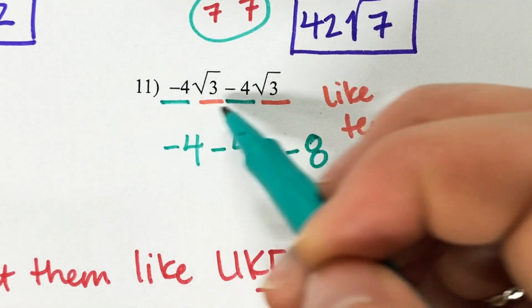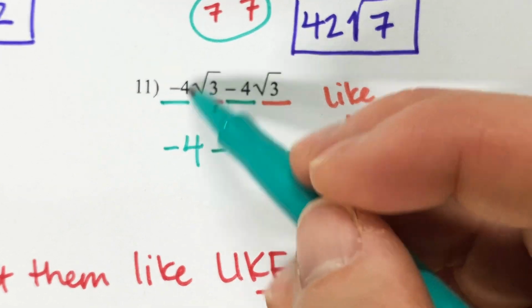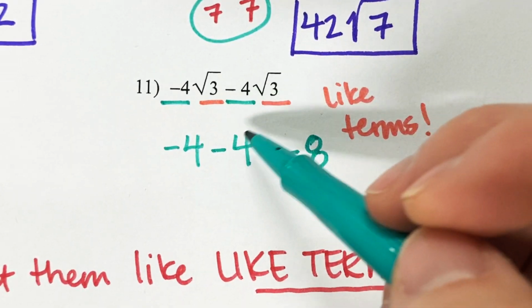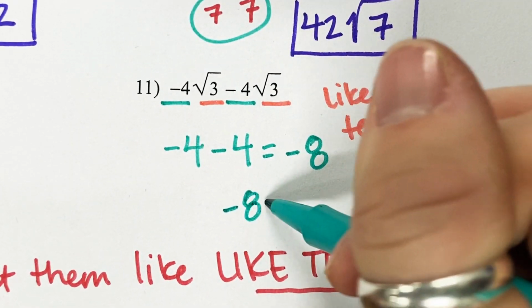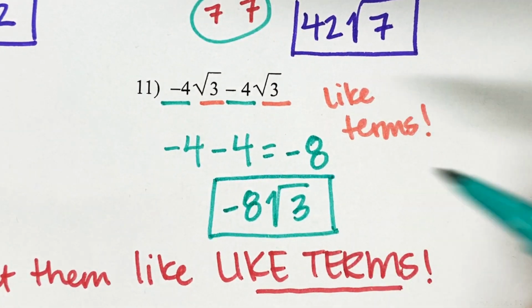Okay, well, excuse me, can't talk. Okay, well, what is those somethings that we're subtracting? It's negative 8 root 3. And that is our answer.